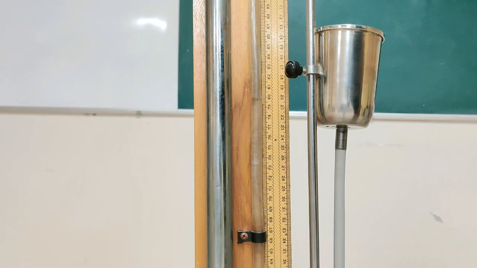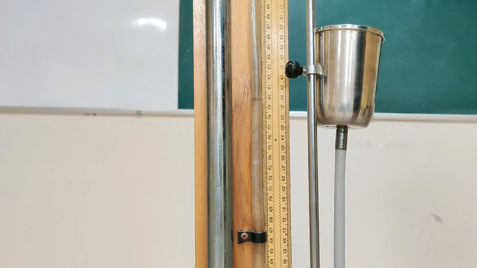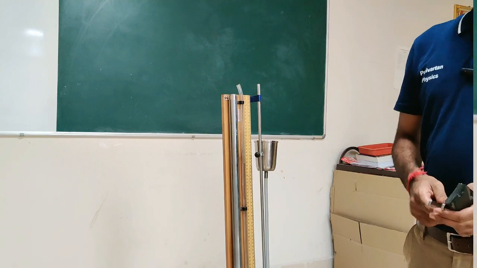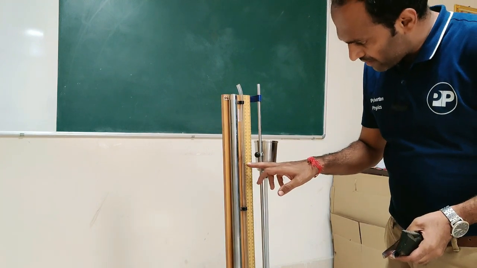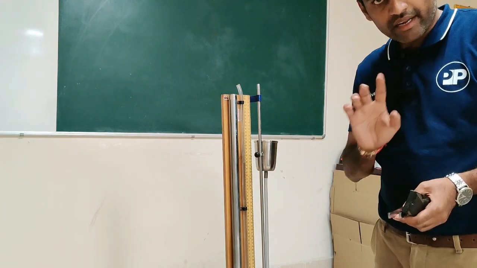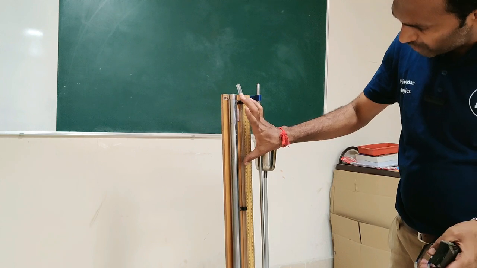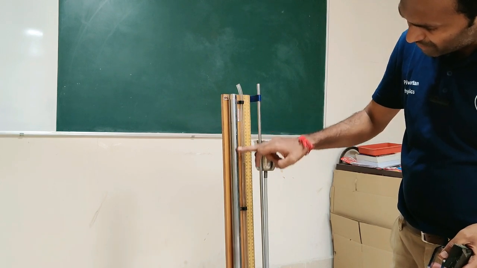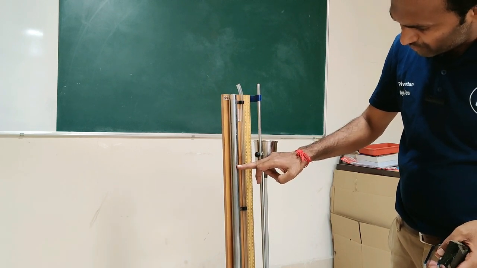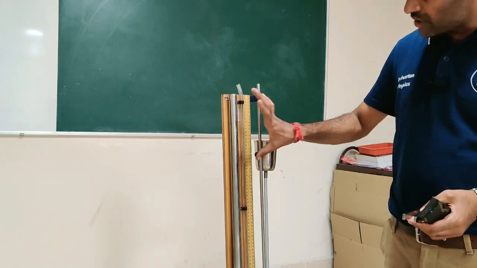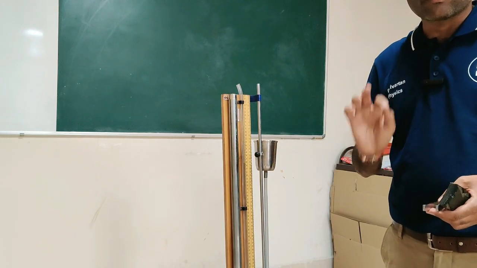Clear? Okay, now we'll check whether we'll hear the sound or not. Okay, see, now the water level is at 20 centimeter, right? It is at 20 centimeter. And the height of the air column is 20 centimeter. That means the pipe is empty up to 20 centimeter, and from here water is filled. So the length of the air column is 20 centimeter.